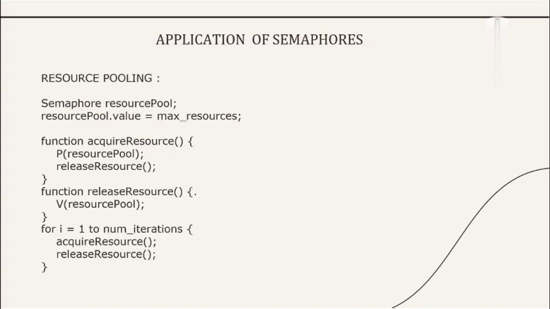In this slide, let's see the application of semaphore. The first application is resource pooling. A semaphore resource pool is declared to regulate access to a shared resource. It is initially set to max resources.